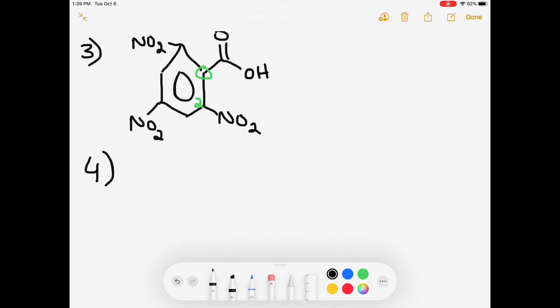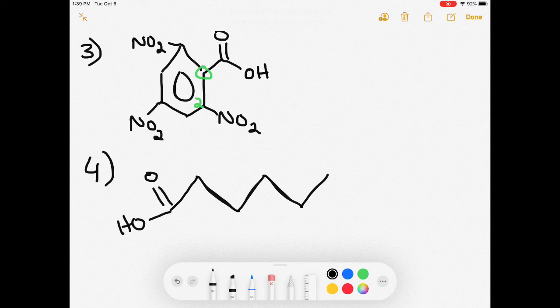Okay, number 4 is hexanedioic acid. So we're going to draw hexane, 1, 2, 3, 4, 5, 6. Okay, and then it says dioic, so we know we have 2 carboxyl groups. So I'm going to put one here. And I'm going to put one here. So remember, they go on the end, so we don't need to label them. We just know that they're on the end.